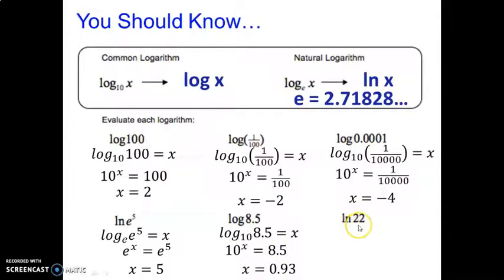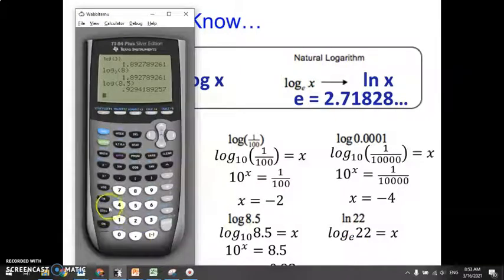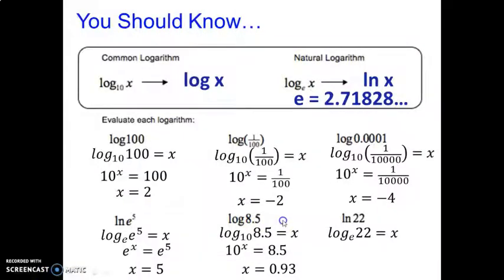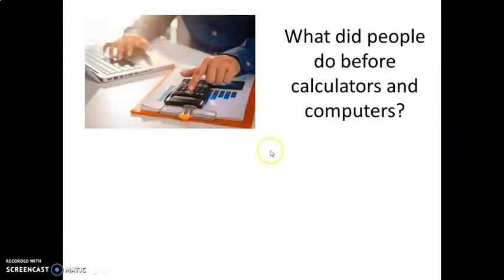Last one here, now this is natural log again. We're going to change it to log base e. Now we're thinking e to some power equals 22. That one again, you'll need your calculator. So on your calculator, you press natural log, 22. Close that, and we have this, 3.09. Great. So let's jump from there and take a step back in history.